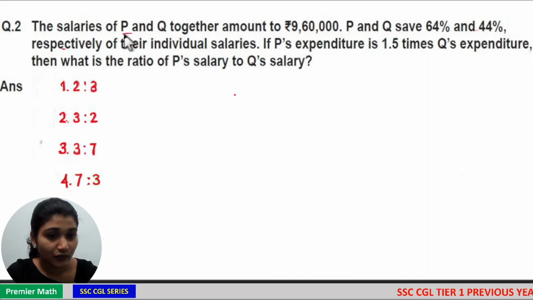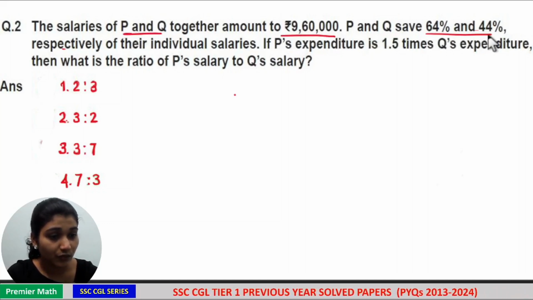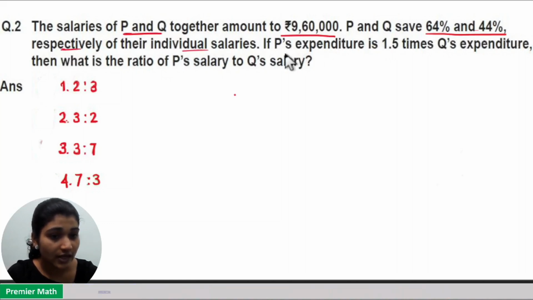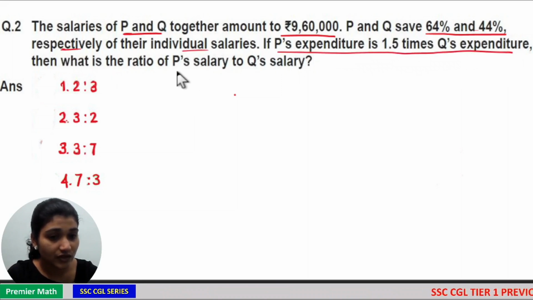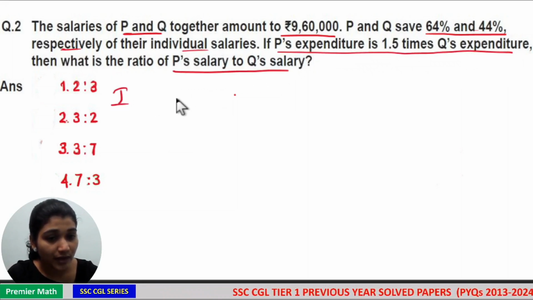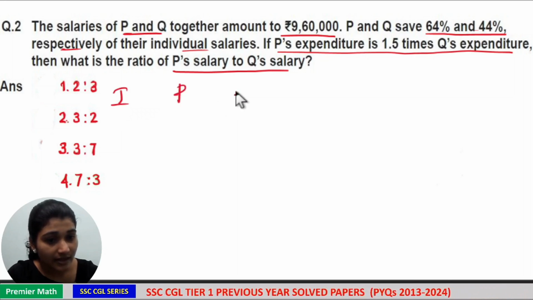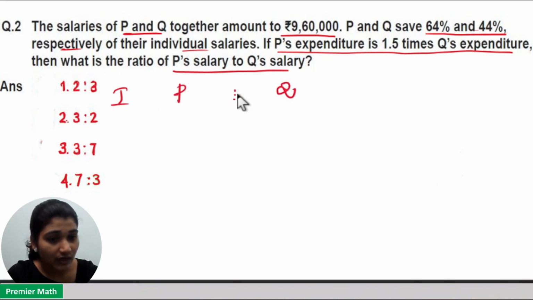The salaries of P and Q together amount to 9,60,000. P and Q save 64% and 44% respectively of their individual salaries. If P's expenditure is 1.5 times Q's expenditure, then what's the ratio of P's salary to Q's salary? Here consider the income of P as P and the income of Q as Q. Then we have to find the ratio of their income.